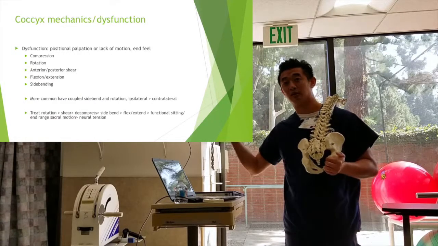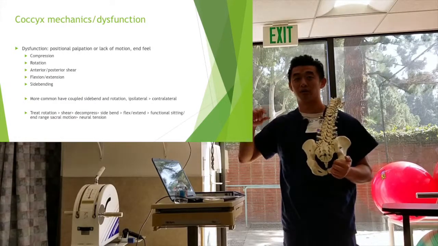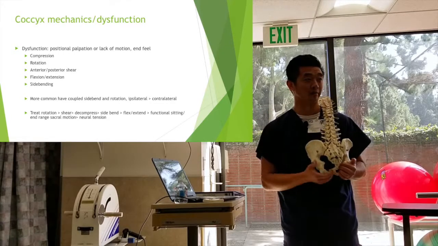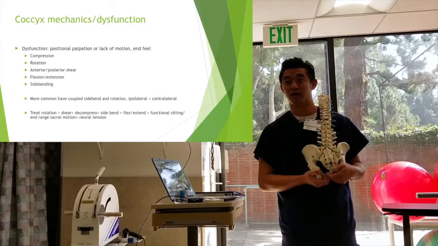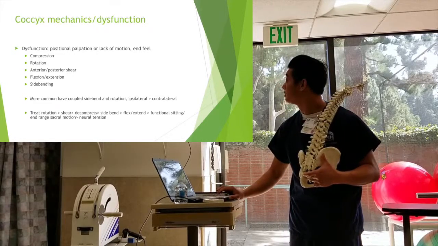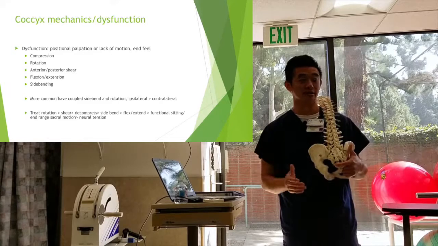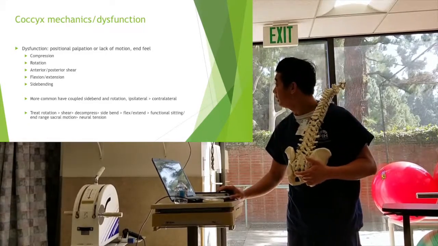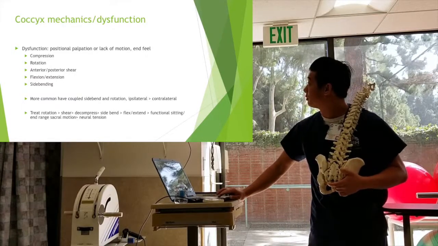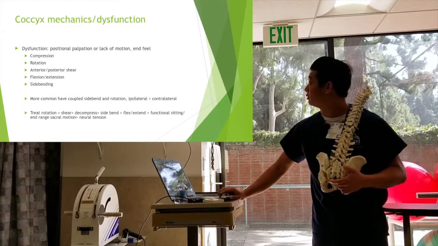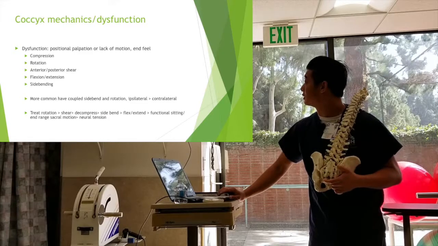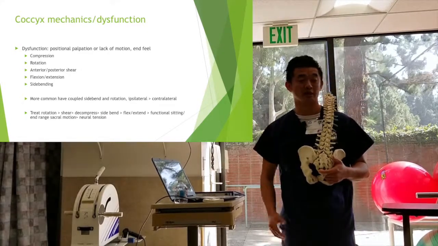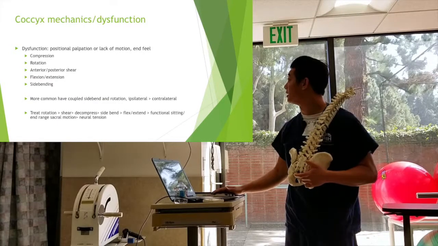Treatment-wise, if you feel side bend with contralateral rotation, then you usually have more of a problem in terms of long-term prognosis and how to treat this area. So ipsilateral is more common and it's easier to treat. Contralateral, who knows? So in terms of treatment order, the IPA group recommends treating rotation, treating the shear, decompressing, side bending, etc. You guys can ask about that later, but in terms of sequence, that's how they recommend it.